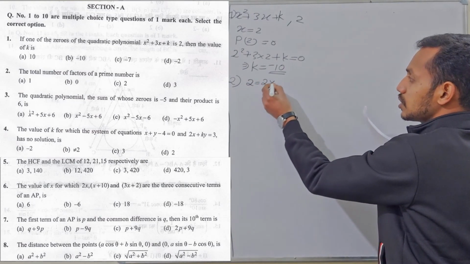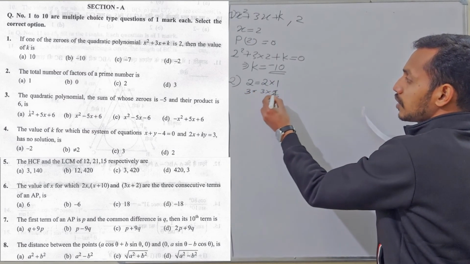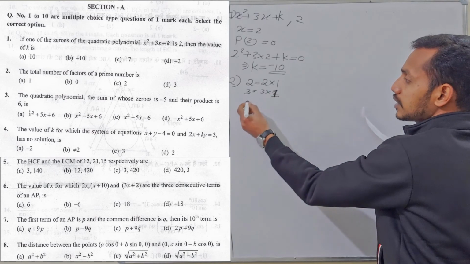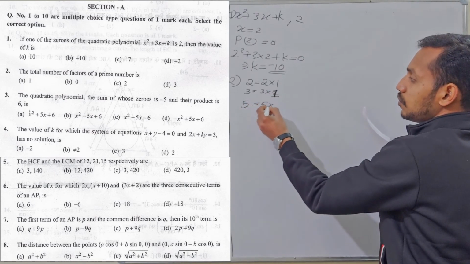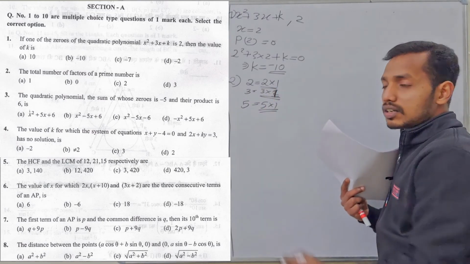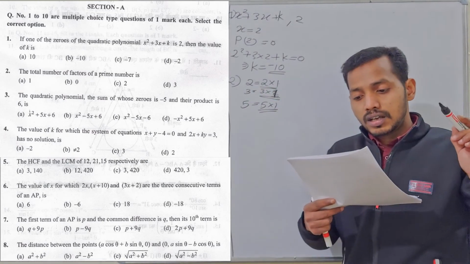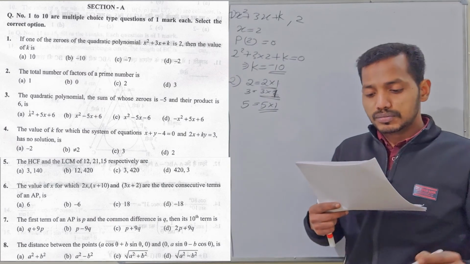For example, 2 is equal to 2 into 1, 3 is equal to 3 into 1. Another prime number we can take is 5; 5 is equal to 5 into 1. So for all prime numbers, how many factors are there? 2 factors. Clear? So option C is the correct one.